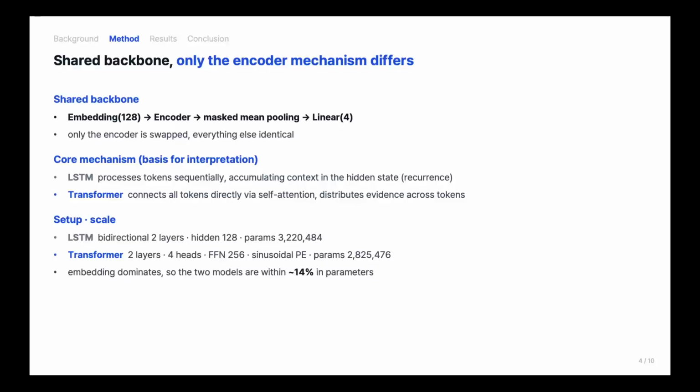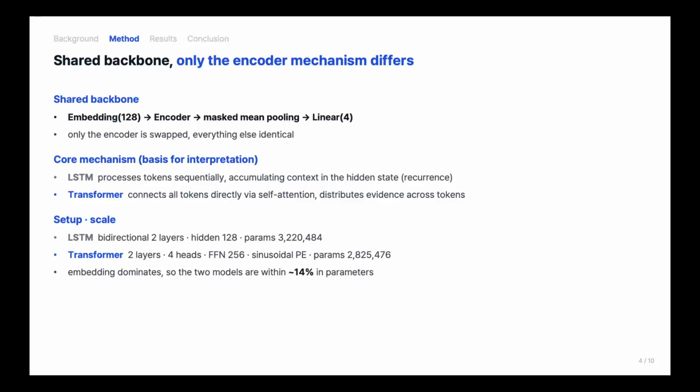The transformer uses self-attention. Every token attends to every other token directly and in parallel. So each representation aggregates the whole sequence with no sequential bottleneck, spreading evidence across many tokens. This contrast is what I used to explain the results.